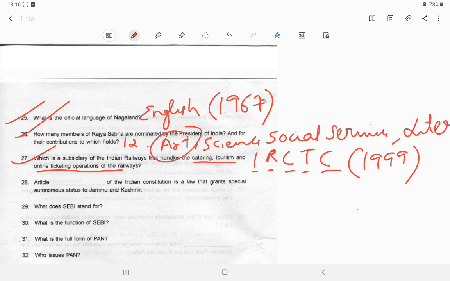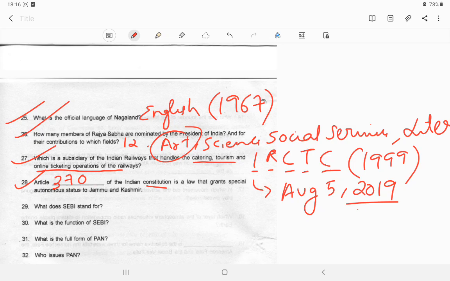Next, which Article of the Indian Constitution grants special autonomous status to Jammu Kashmir? Article 370. Article 370 was revoked and the special status of Jammu Kashmir was removed on August 5th, 2019.